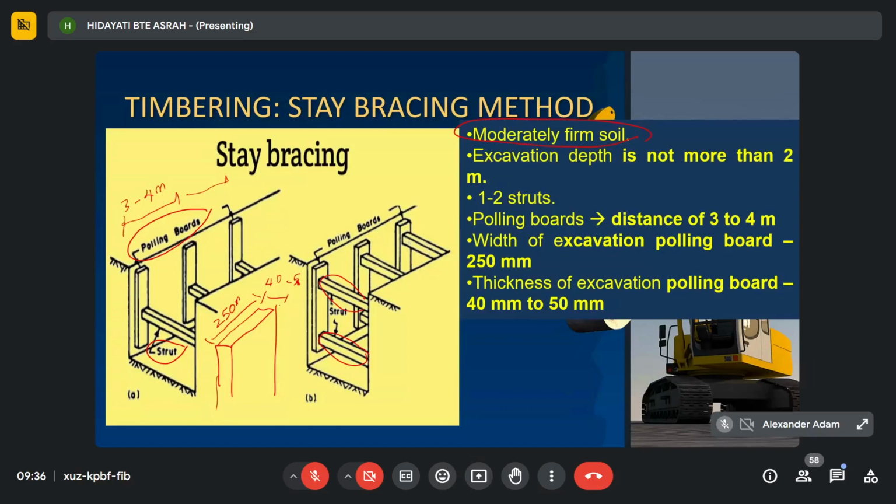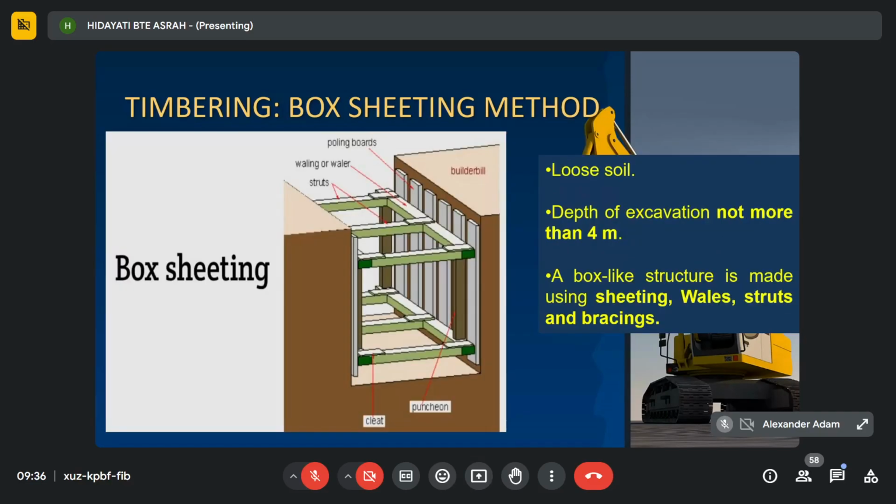Next, the second timbering method, we call it the box sheeting method. This type of timbering is normally used when we encounter loose soil. Loose soil means that it is in granular form. If you don't provide proper support, it will collapse. For this condition, the depth of excavation is not more than 4 meters.